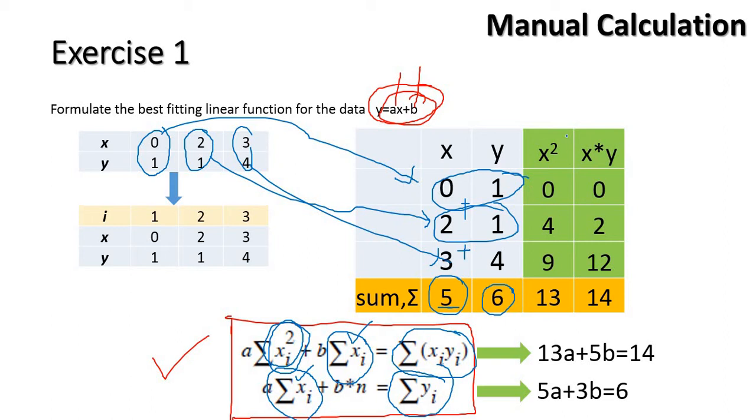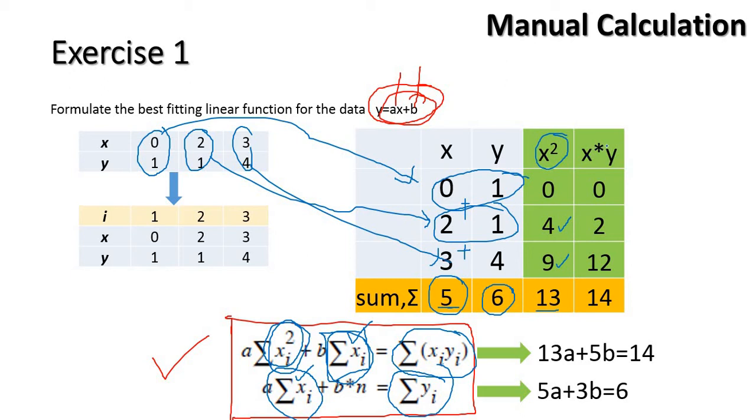Next we will need x to the power of 2. So we just square the data of x. If it is 0, it will be 0. If it is 2, the power of 2 gives 4. If this is 3, then 3 to the power of 2 gives 9. Then we sum everything here: 9 plus 4, so you will get 13 for the summation, because we are going to have this in our formula. And then after that, we will need x multiplied with y.